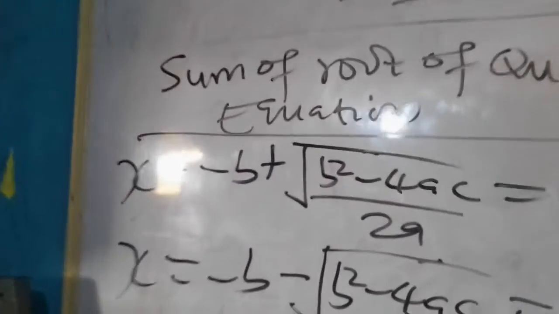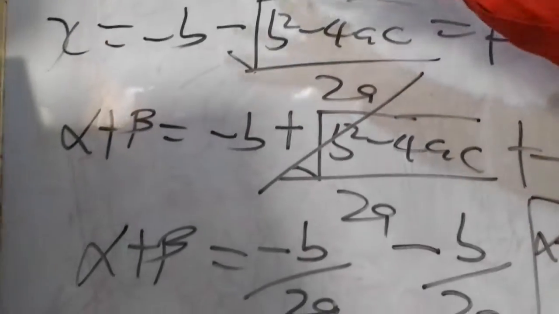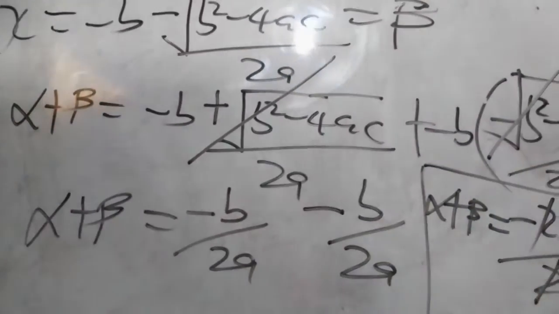The sum of the roots of a quadratic equation is minus b all over what? All over a. That is minus b over a.